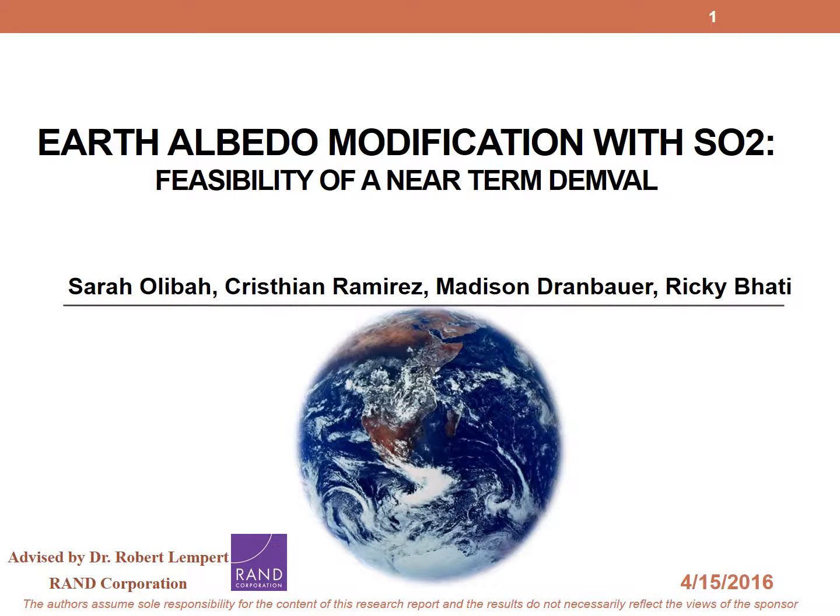Hello, my name is Sarah Oliva, and my team was Christian Ramirez, Madison Dranbauer, and Ricky Butty, and together we analyzed an Earth albedo modification system with sulfur dioxide, as well as the feasibility of a near-term demonstration and validation of the system. Our corporate sponsor was Dr. Robert Limpert from the RAND Corporation, and our faculty advisor was Dr. Donahue from George Mason University.